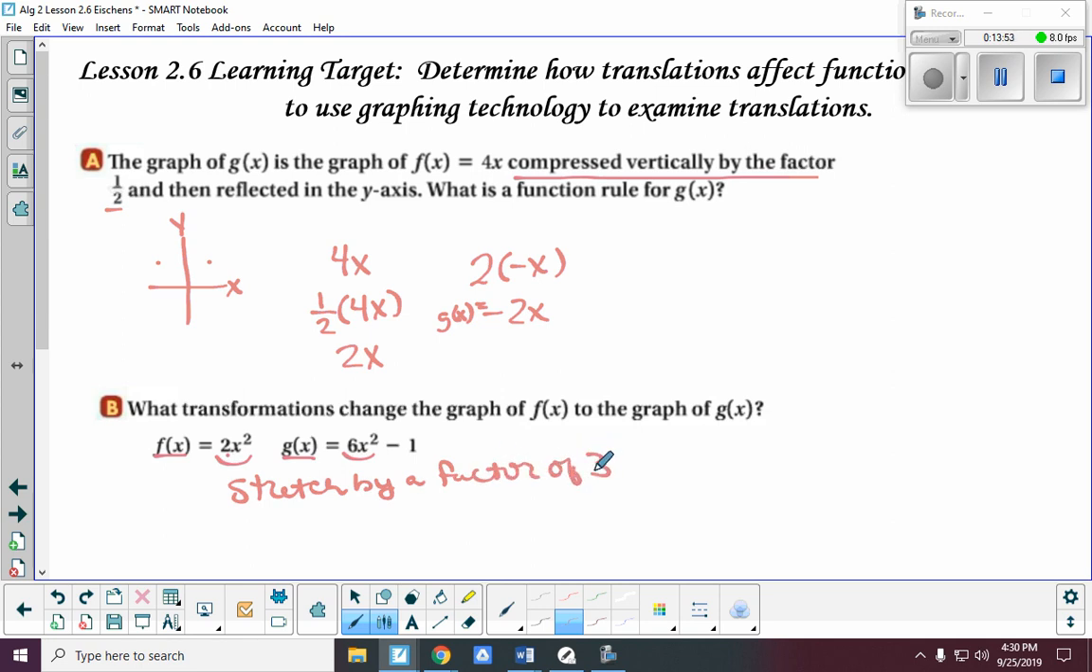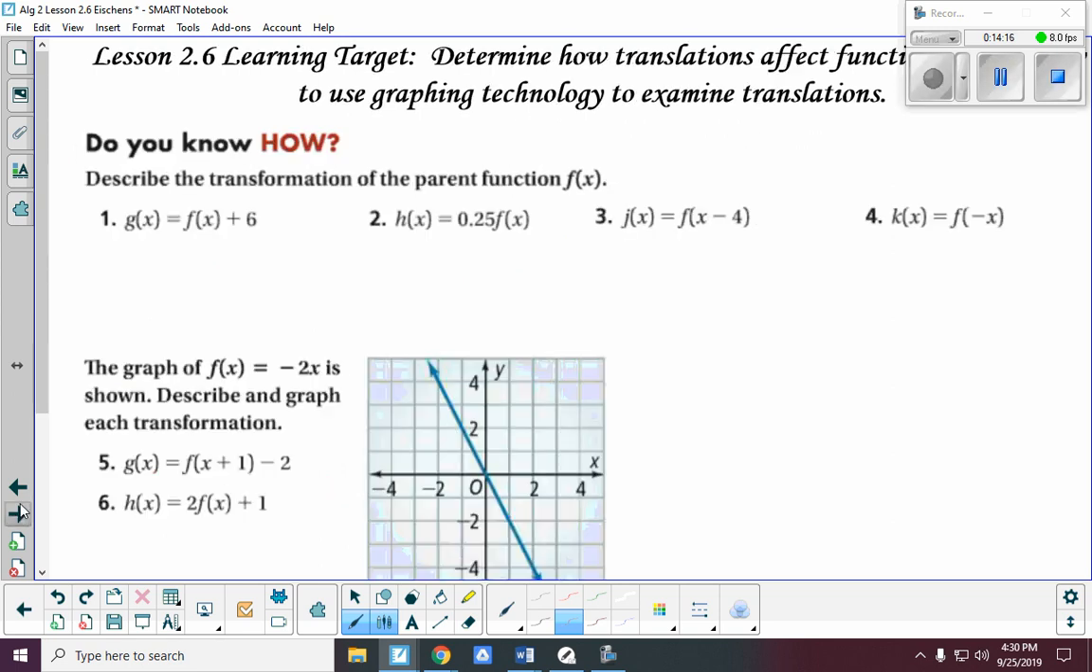And then this is just 2x squared, but then this is 6x squared minus 1. Well, that minus 1 means it's a translation down 1 unit. So remember, the number at the end is going to be your up-down change.